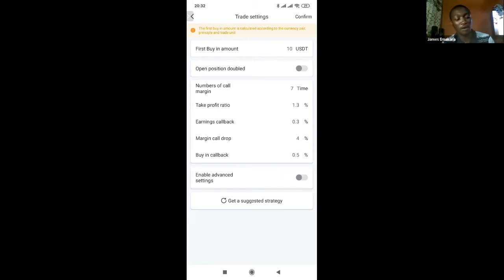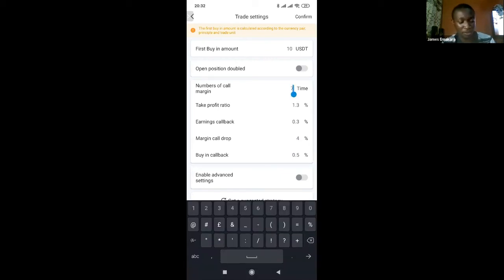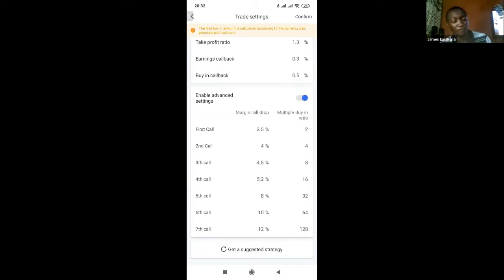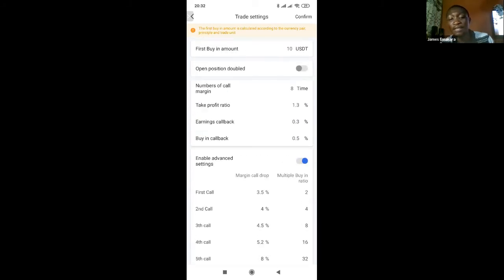Now, let us move to the number of callbacks. Unfortunately for them, the market went down. On the first call, the market dropped by 3.5%. Trader A was already lamenting that he was in a loss. Trader B said, this is an opportunity for me to buy because I have $90 left in my account. Let me use another $10 to buy. So trader B quickly used another $10 to buy.